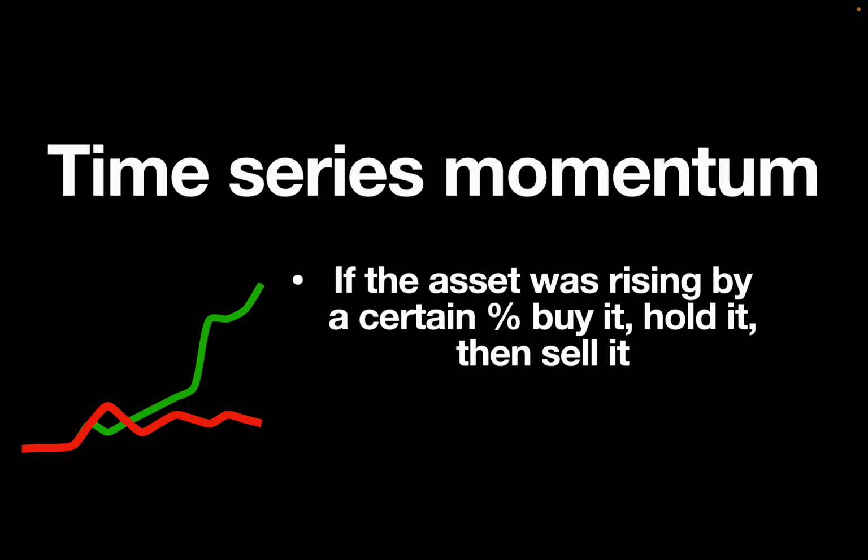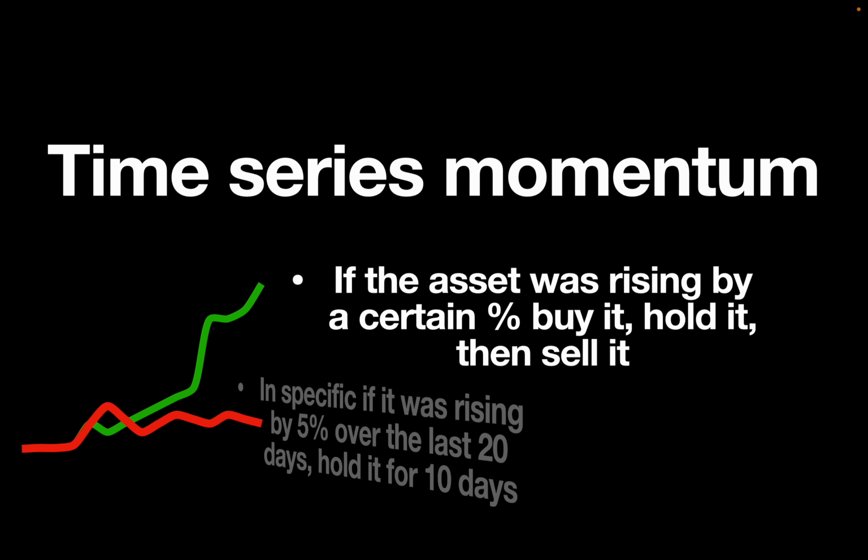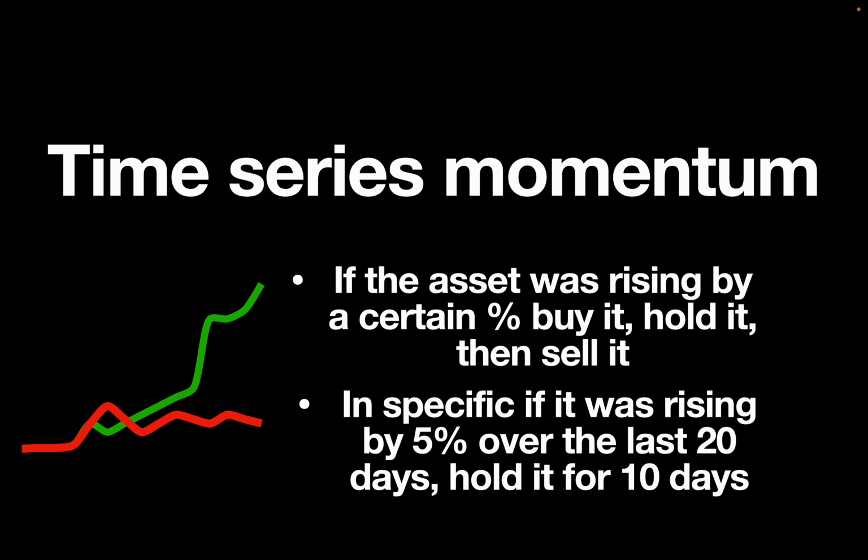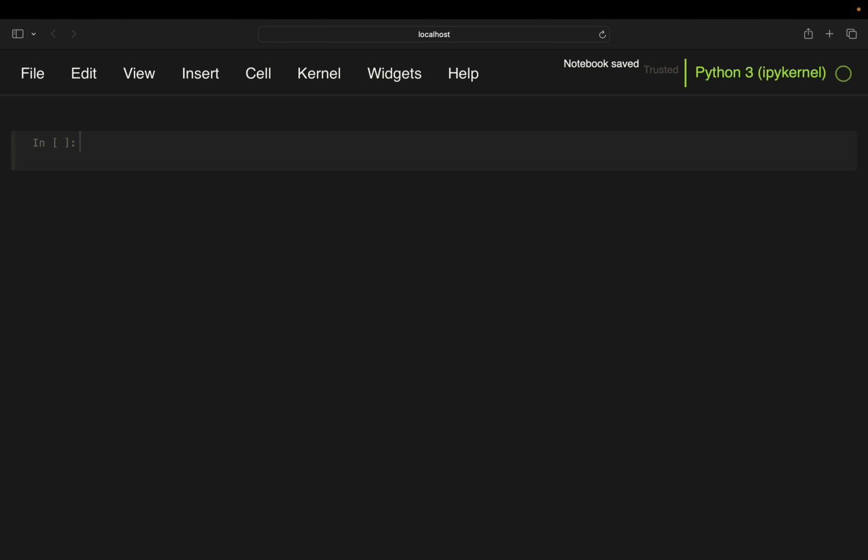Specifically, in this video, what I'm going to build with Python is: if the asset was rising by 5% over the last 20 days, hold it for 10 days, then sell it. That being said, let's get started. Alright, first things first, libraries.